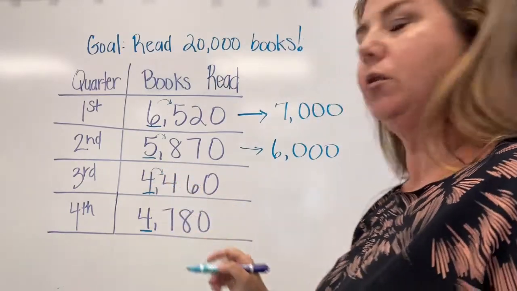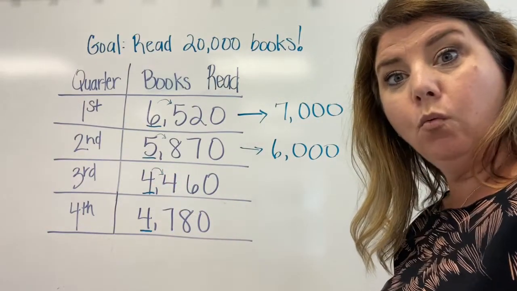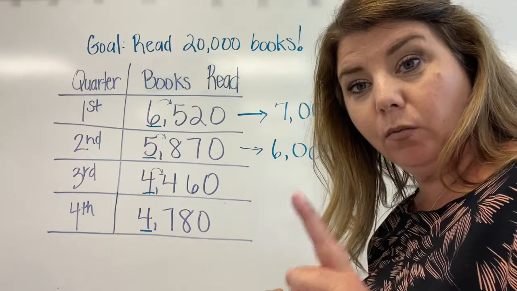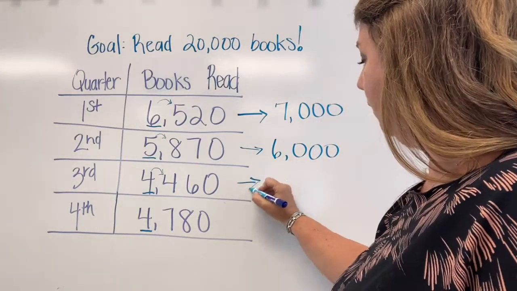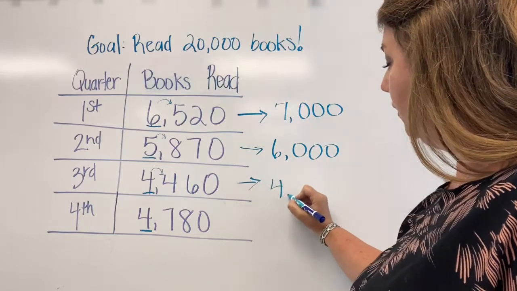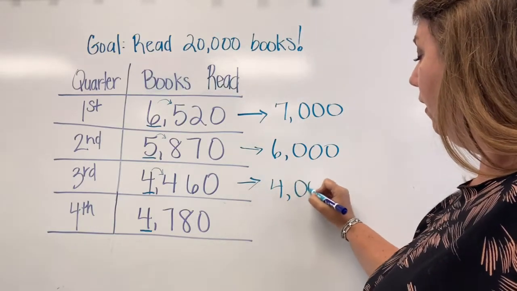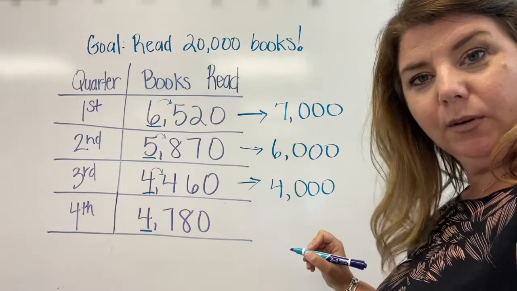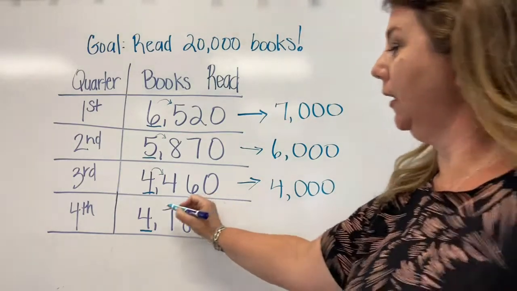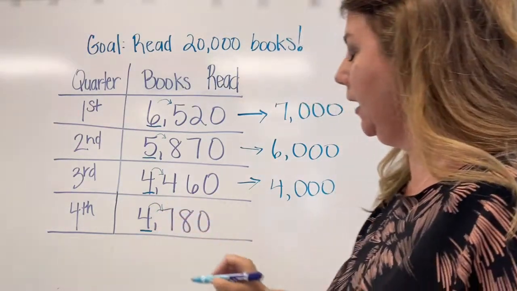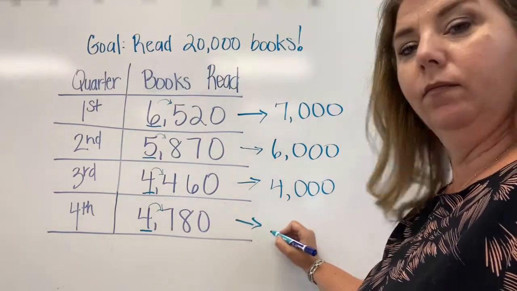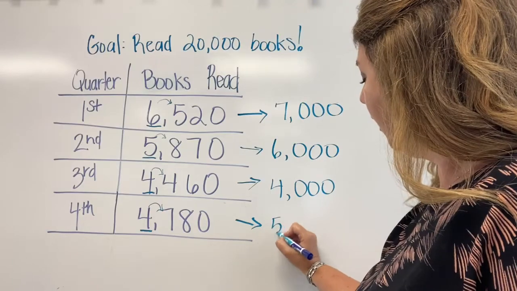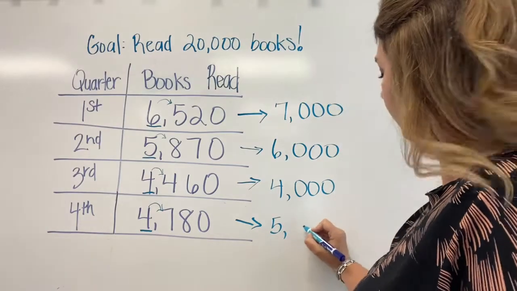Nice job. The next one, 4,460. We looked next door. The 4, it's lower. If it's 0, 1, 2, 3, 4, it says stay the same. It tells the 4 to stay a 4. 4,000, everything else becomes zeros. Last but not least, 4,780. The 7 tells the 4 to go up 1, nice job, and everything else becomes zeros.